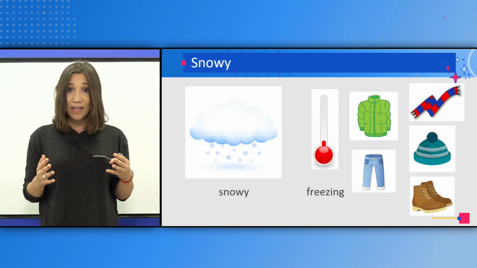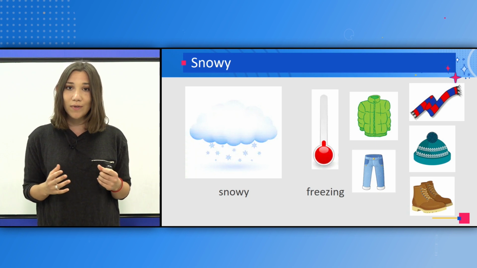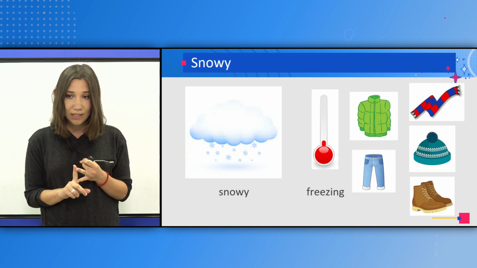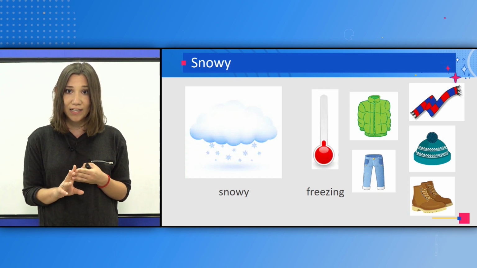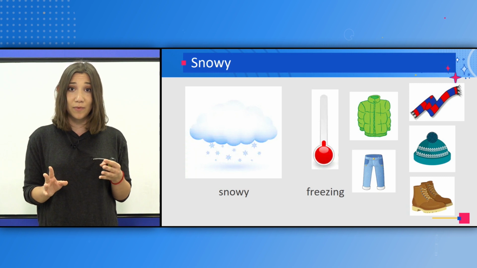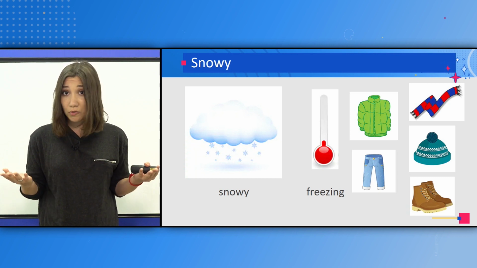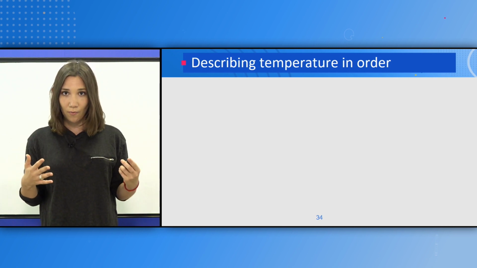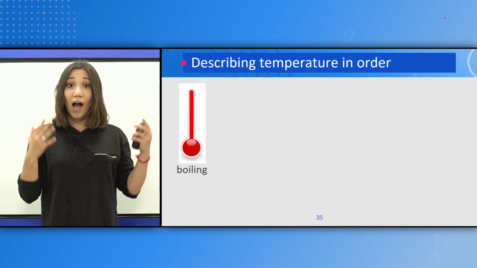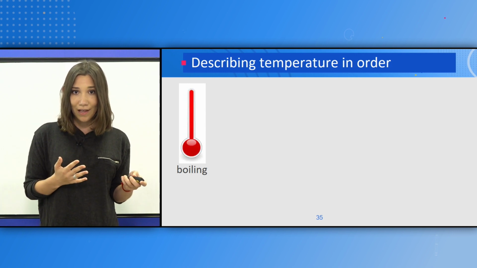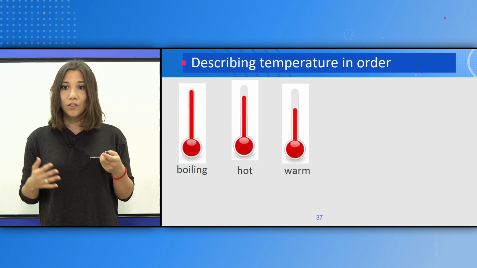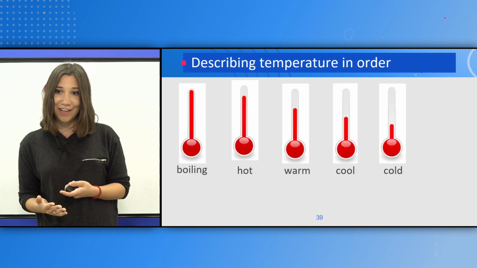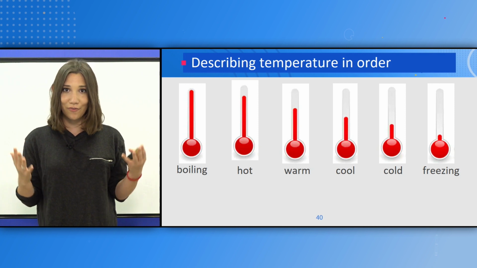Now when it's snowing and it's really, really cold, we would say it is freezing. You'll want a coat, jeans, scarf, hat, boots. This is when the temperature is 0 degrees or colder. So let's talk about all of those different words again. The hottest is boiling, and then we have hot to warm to cool, then chilly or cold and freezing.